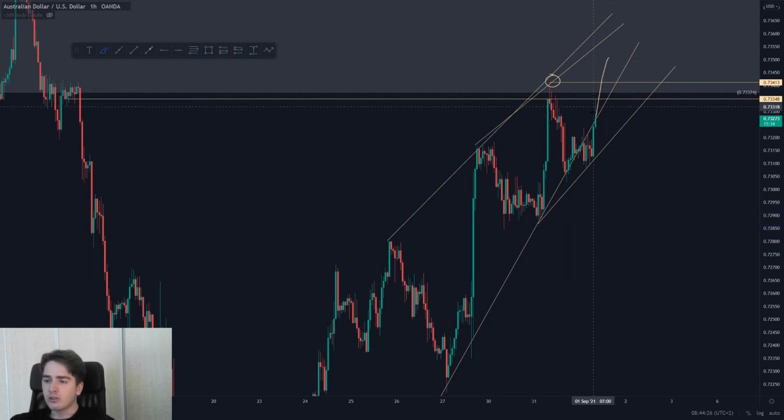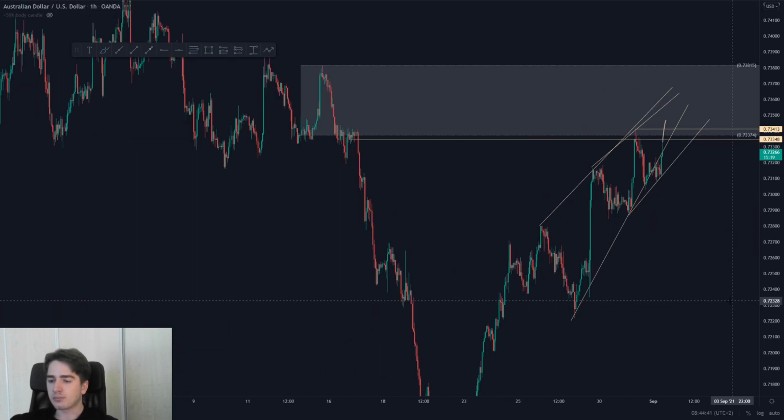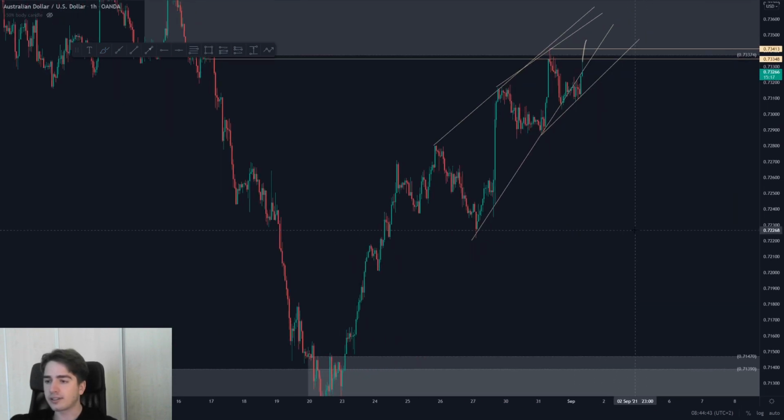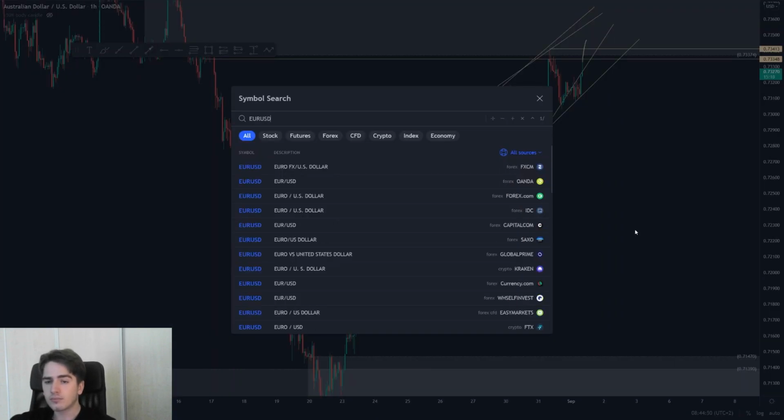Because for now, selling from here, it could still just move up higher in my opinion with this channel slash wedge. Even though it does move lower, it doesn't really matter for me. I will just take a position once we break this low over here. So that is Aussie dollar for you guys, looking bearish at the moment. Let's see if we can get a nice correction on this pair. So with that said, let's head over to euro dollar.